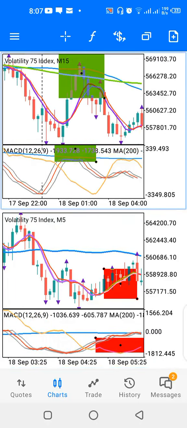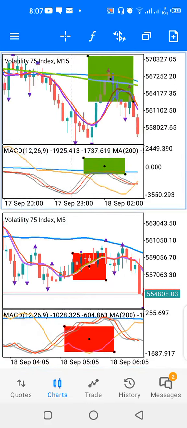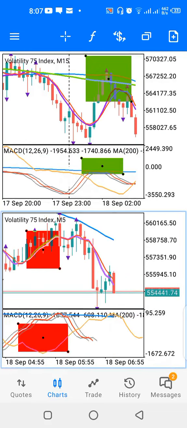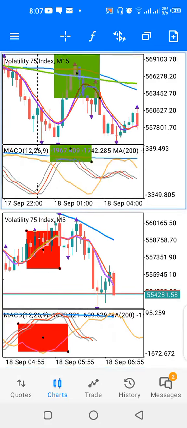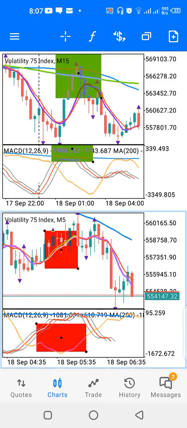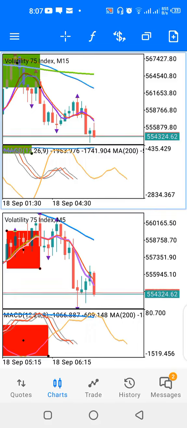You can use any time frame. You can combine higher time frame with lower time frame. You can combine a daily time frame with a 1 hour time frame, but that will take a longer time for you to get the right setup. Okay, but you can combine 5 minutes with 1 minute. That will take a very short time for you to have your setup, whether it's going to be a buy setup or a sell setup.